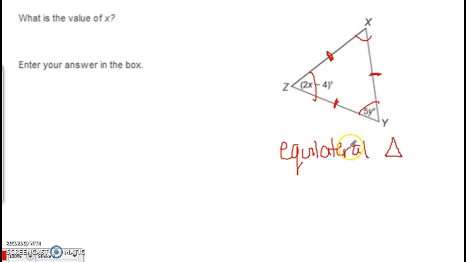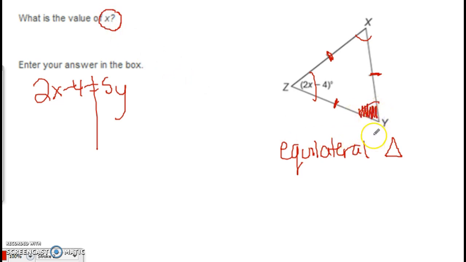The most common thing I see is people say, okay, I know angle Z has to equal angle Y, which is a true statement. So they set those equal to each other. But notice when you try to solve, you have x's and y's. And that does not help you. You're not going to be able to solve like that. Our ultimate goal is to find the value of x. In other words, this 5y is just a big distractor. It's not going to help us.